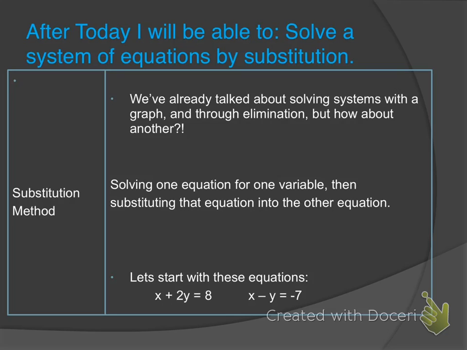Now we're going to do that idea, but instead of just one number into a variable, we're going to substitute an entire equation. So instead of having like x equals 5, we're going to have like x equals 5 plus 2y. Okay, it might sound confusing right now. Just bear with me, you'll see. Make sure you have these two equations written down, because these are the ones we're going to start with.